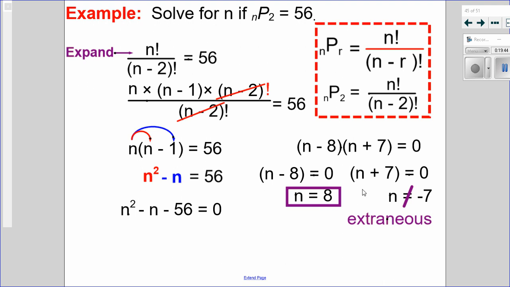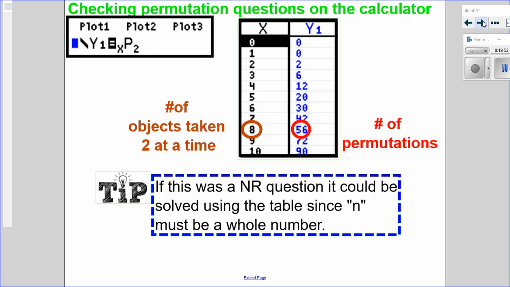Now I can check that on my calculator as well. So on my calculator, I'm going to put the left side in y1, the right side in y2, and look in the table when n is equal to 8. So remember, the check always happens in the table. Now, if this was a numeric response question, you wouldn't have to go through all those steps. You could just use the calculator to help you.